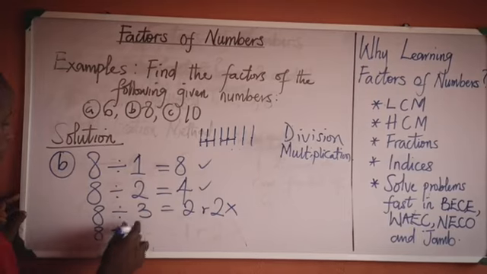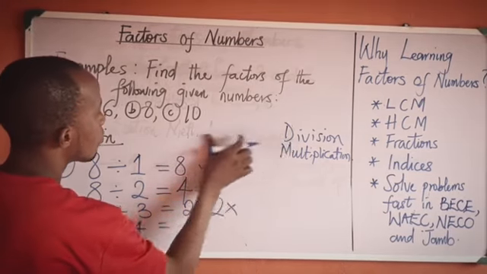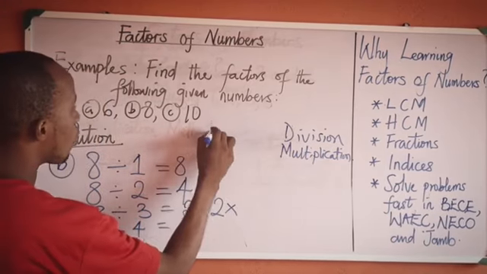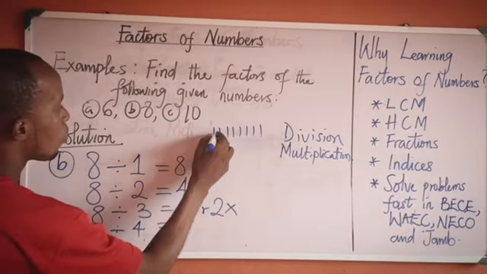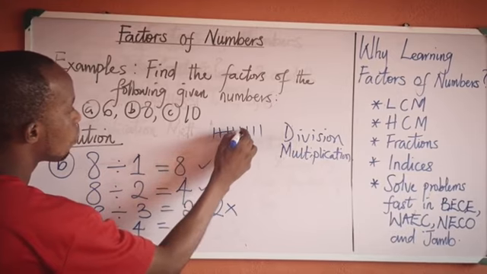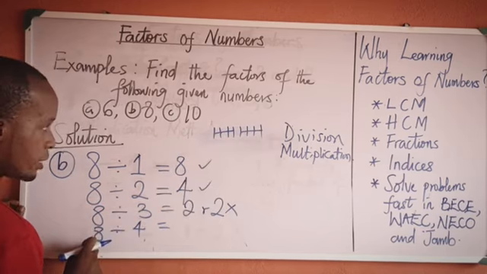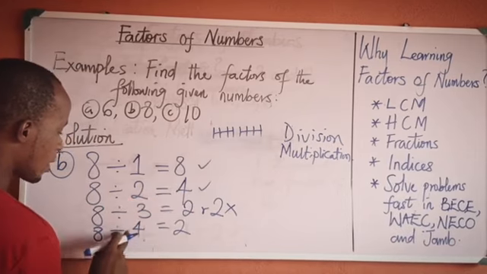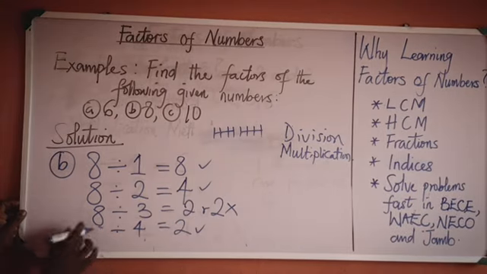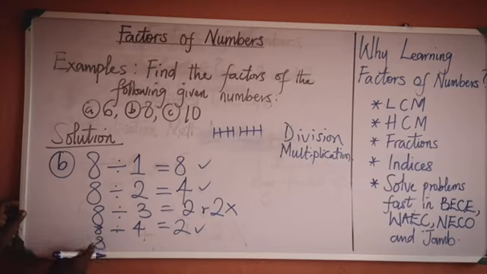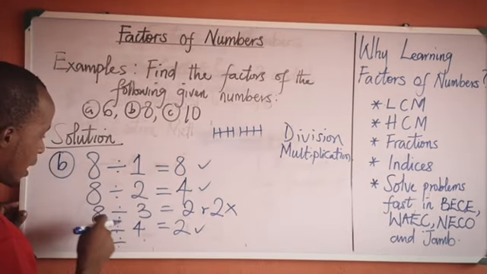8 divided by 4. I may need to recount this for clarity's sake. So 1, 2, 3, 4, 5, 6, 7, 8 divided by 4. 1, 2, 3, 4. 1, 2, 3, 4. 2 times 4 divides 8, no remainder. So we can say that 4 is a factor of 8. I move to the next whole number. Please note that the number I'm dividing is 8.